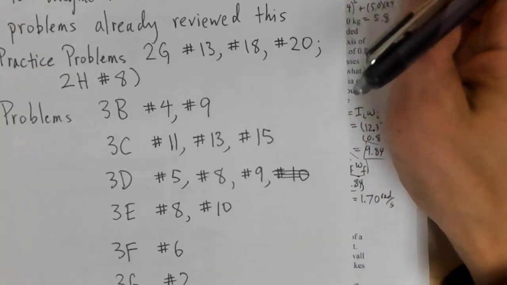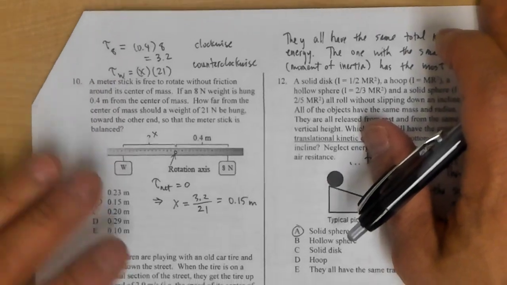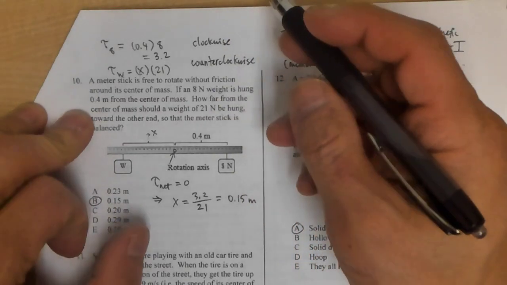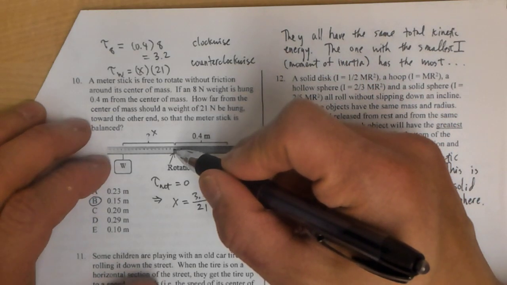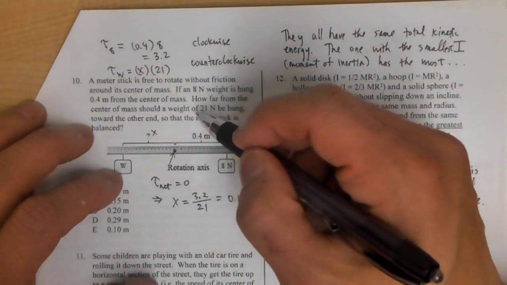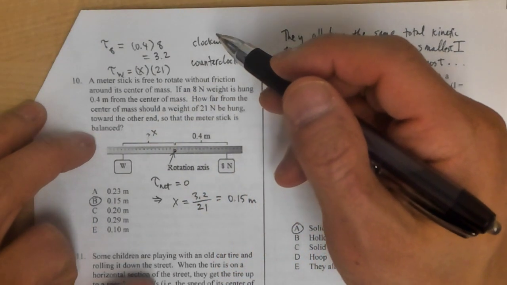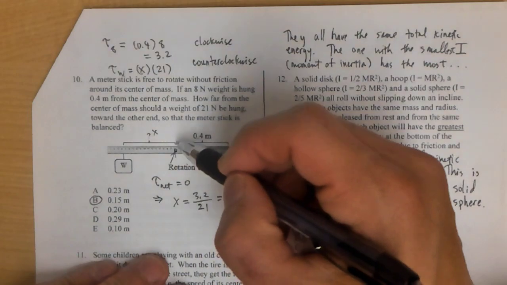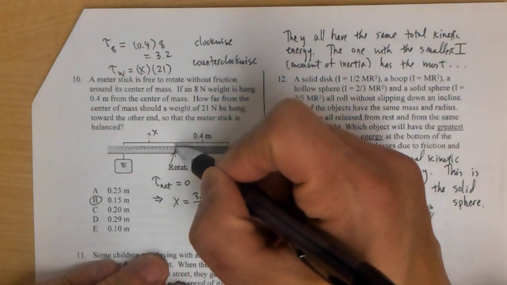All right, now let's go on to number 10. Okay, a meter stick is free to rotate without friction around its center of mass. If an 8 Newton weight is hung 0.4 from the center of mass, so here's the rotation axis, the center of mass. The question is, how far from the center of mass should a weight of 21 newtons be hung toward the other end so that the meter stick is balanced? So they want this distance here. Okay, so let's call this distance x.